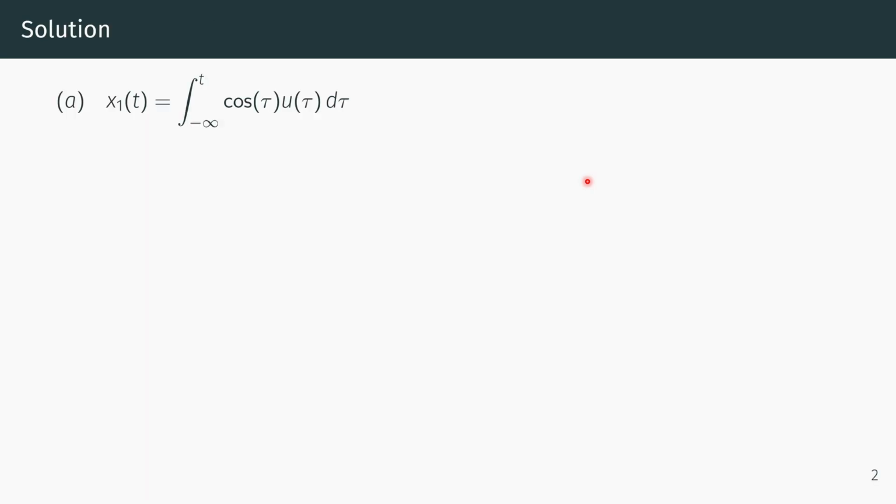So what is the first problem? Let us call the first integral x1 of t, and that integral is given by the integral from minus infinity to t of cos tau u of tau d tau. You see that there is a product of two signals: one is cos tau and the other is u of tau. Let us see how the plot looks.